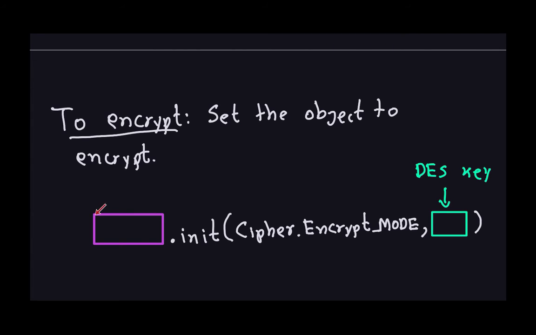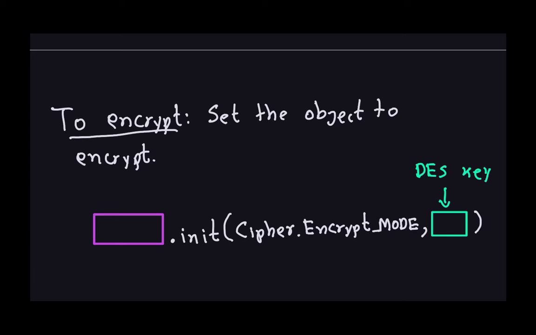What you're going to do is write the name of your object, which in this case I'm denoting by this purple rectangle. That's my object. Whatever name you put for it, you just put it over here. And then you're going to initialize it. That's what this here is. I'm going to initialize this object, or set it in such a way that it's in encryption mode. And the way you do that is by typing all this.